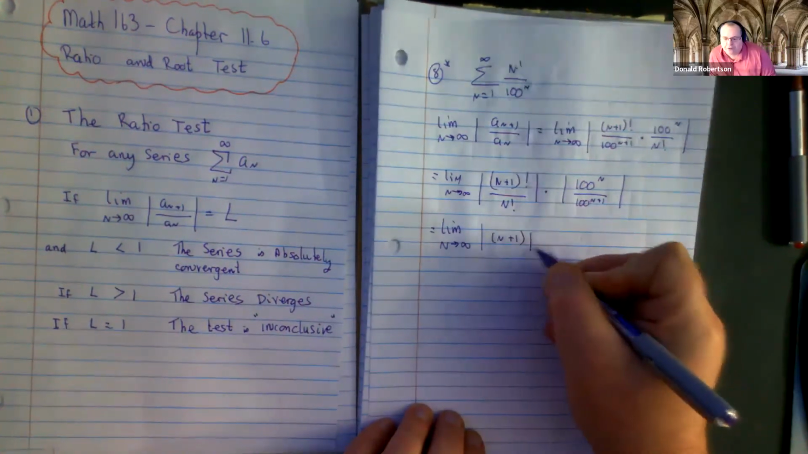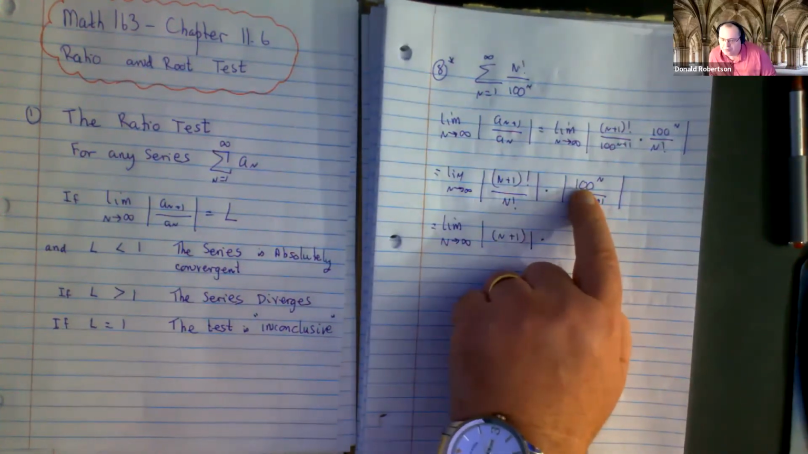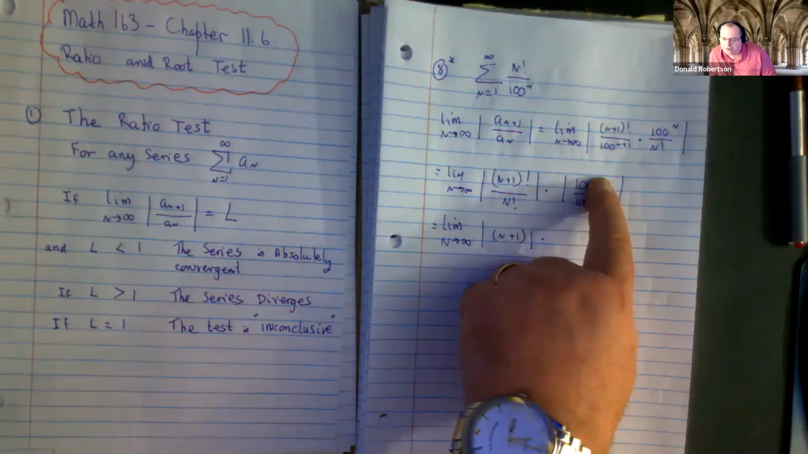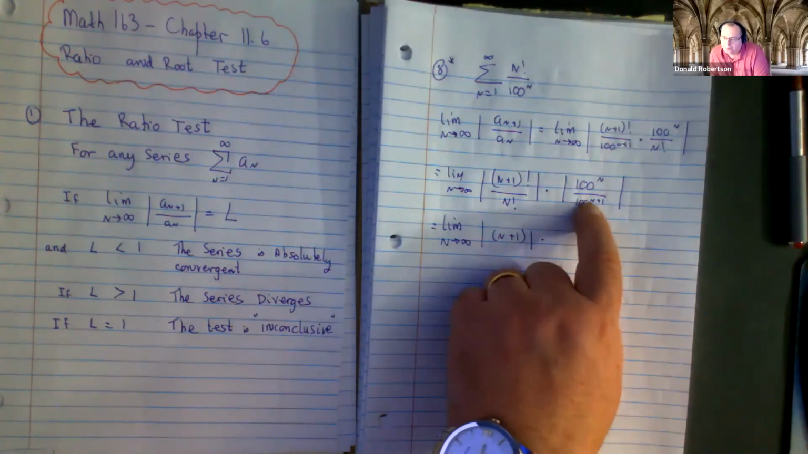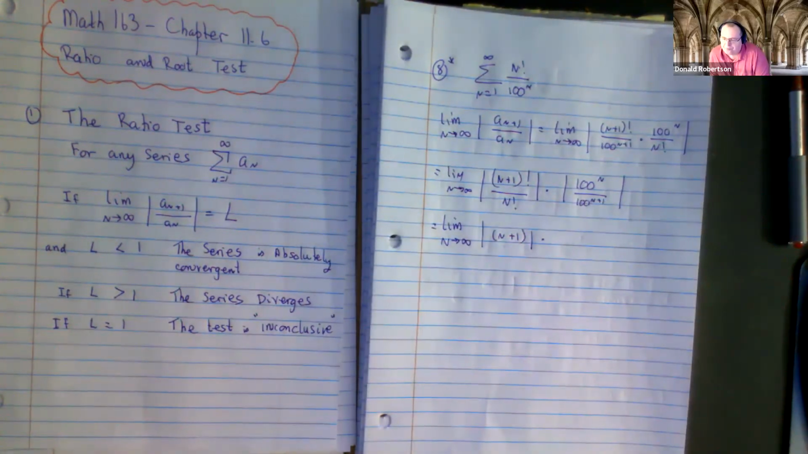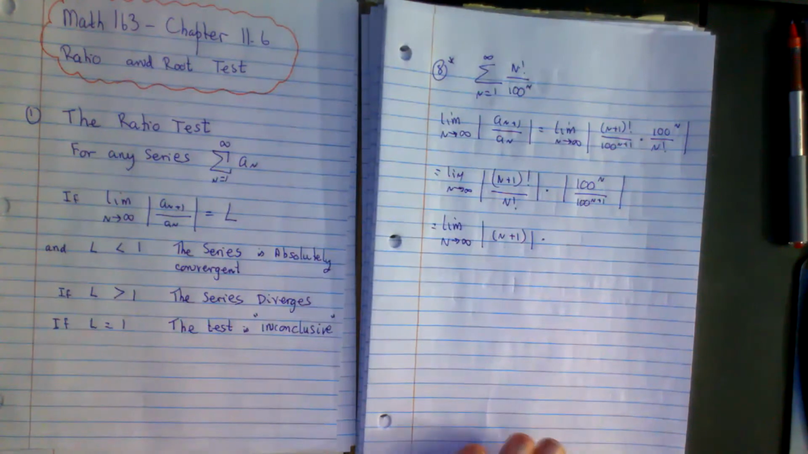This one hopefully is a little easier. 100 to the power of n over 100 to the power of n plus 1. What does that cancel down to? 1 over 100. Agreed.